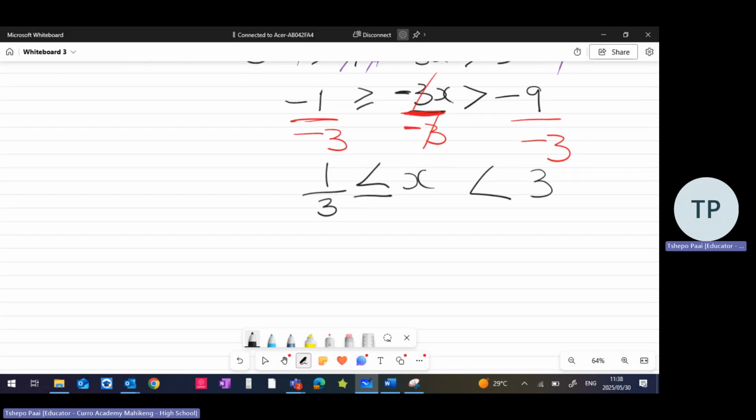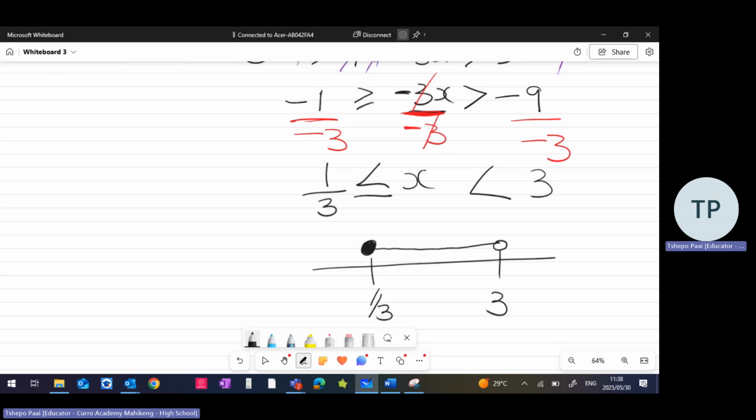So if I represent it on the number line, we have 1 over 3. We have 3. X, I must shade because of equal. X is greater or equals to that 1 over 3, but less than 3. For that 3, I cannot shade because it's strictly less than.